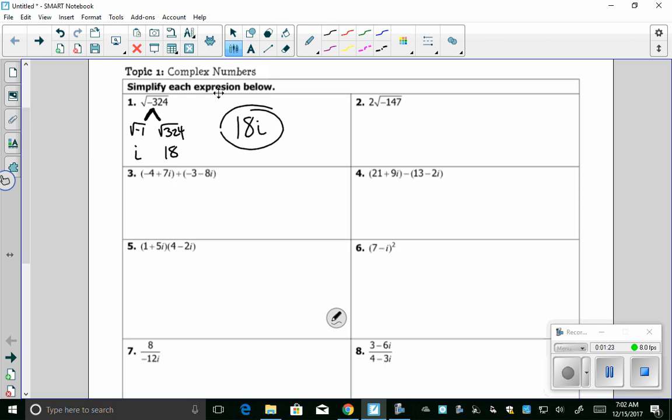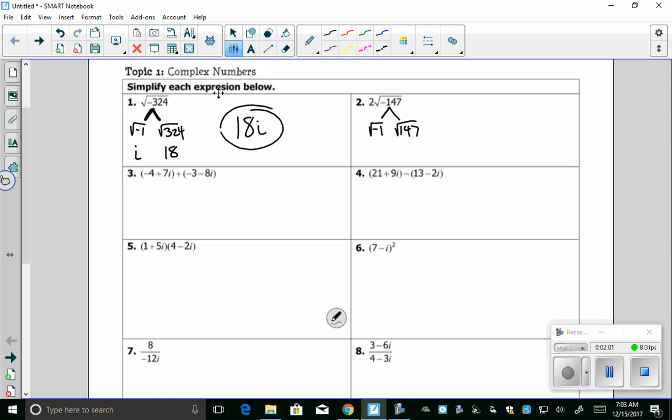Problem number 2. Leave the 2 alone. Okay, let's just focus on the square root of negative 147. Take the negative out. The square root of negative 1 times the square root of 147. 147 is not a perfect square. But to find a perfect square that will go into 147 evenly, you just start dividing by the perfect squares. The biggest perfect square that will go into 147 is 49.